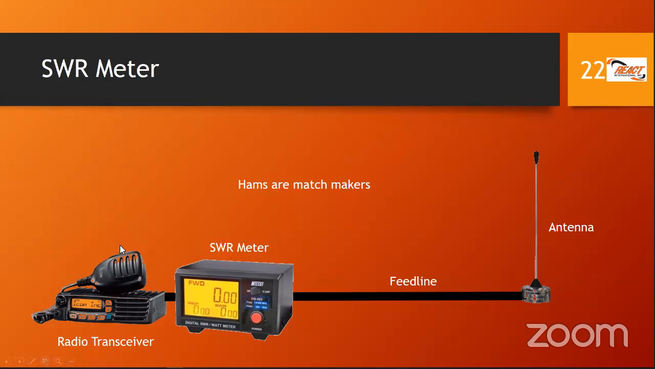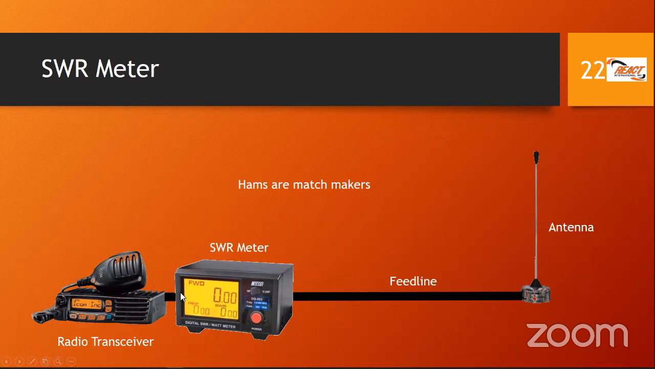All right, so we have a meter called the SWR meter. And where do we install that meter if we have one, right? So this diagram shows us that we have our radio transceiver, and we have our antenna, and we have our feed line. So the best place to put the SWR meter is right after the radio, so that you have a jumper, or a pigtail as it's sometimes called.